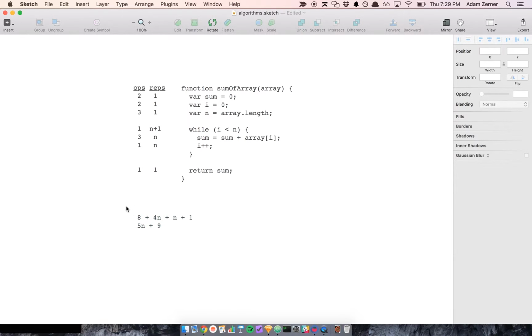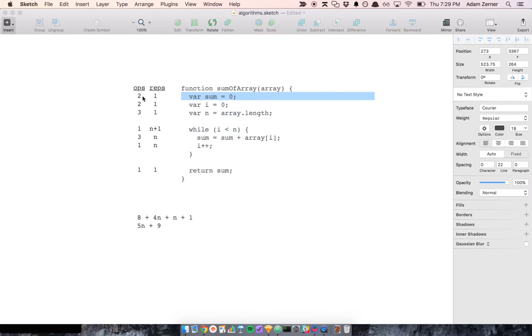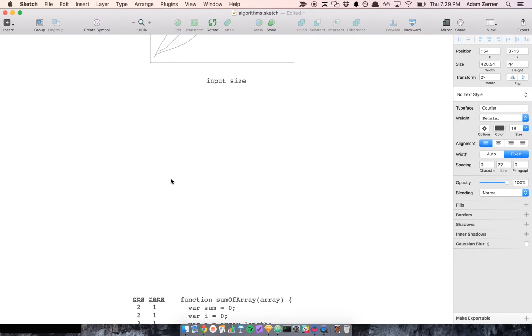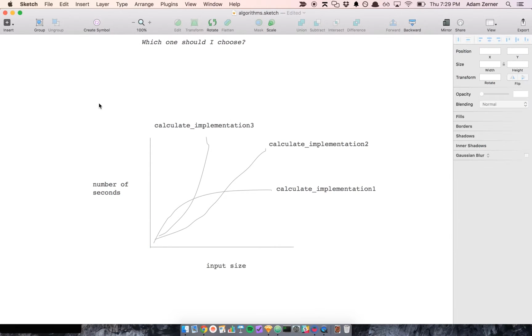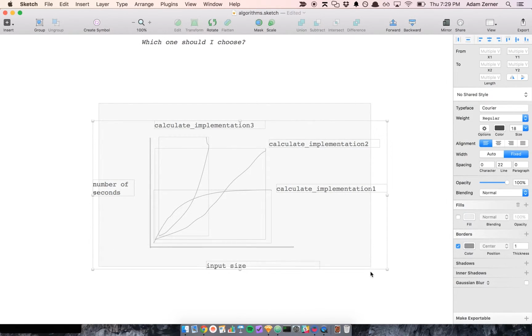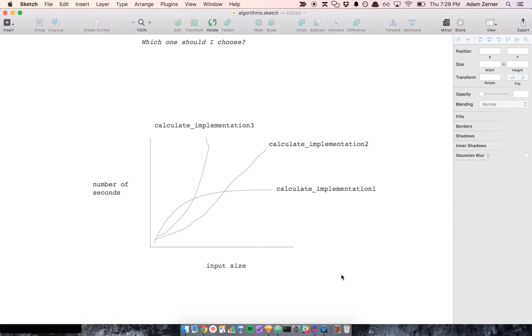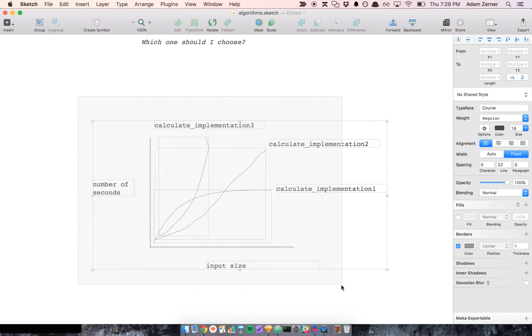And there you go. So we went through, we looked at how many operations each line takes and how many times each line is repeated, and now we have a function that tells us how many operations this algorithm is going to take as a function of the input size. And by doing this with the algorithms you write, you can construct a graph like this. And like I was saying before, once you have this graph, you can make a decision as to which algorithm you want to choose.